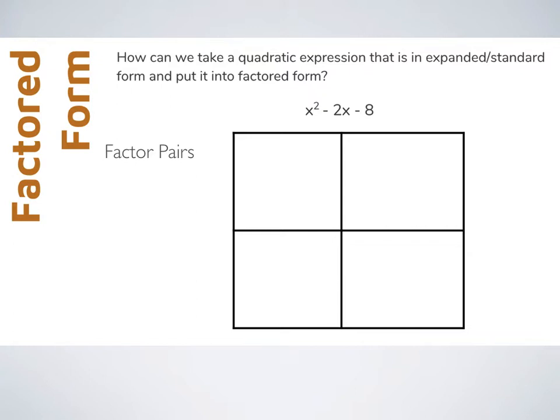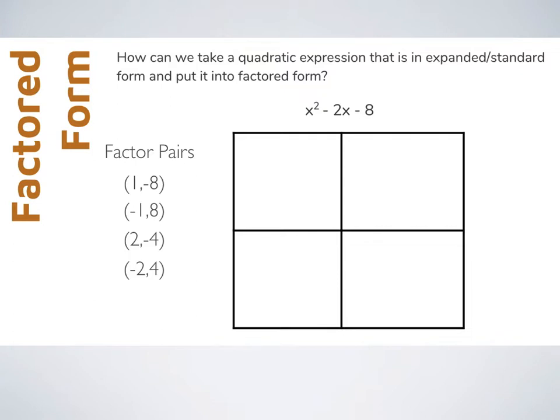What factor pairs will actually give you -8? Not what factor pairs will give you 8. Think about what factor pairs will give you -8. So let's list them out. We could have 1 and -8. That would give me -8. You could have -1 and 8. That would give me -8. 2 and -4, and -2 and +4.